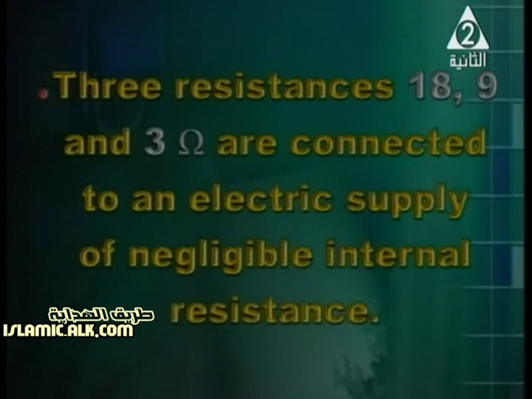Another type of problem. Three resistances, 18, 9 and 3 ohm, are connected to an electric supply of negligible internal resistance. So our internal resistance is equal to 0. But there is something here: the problem does not mention the way of connection of the resistors.